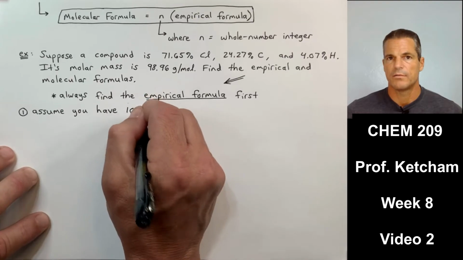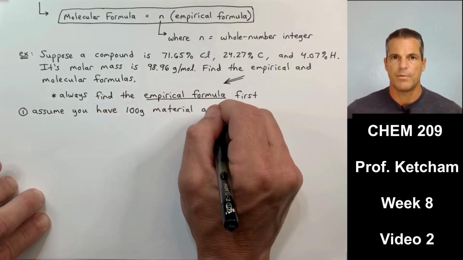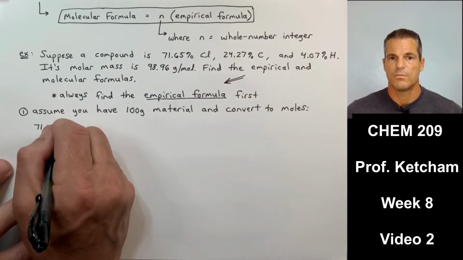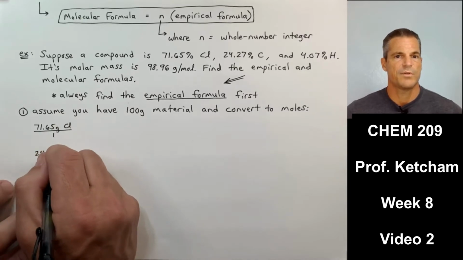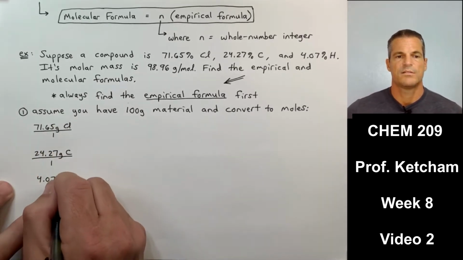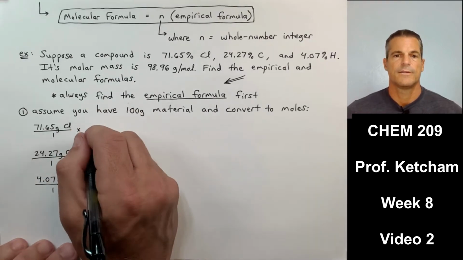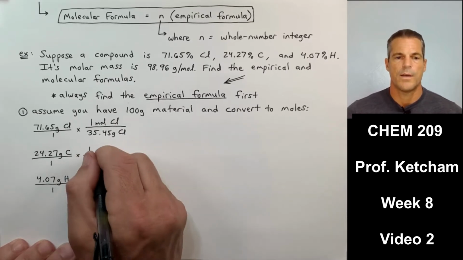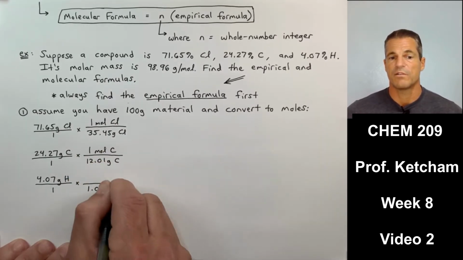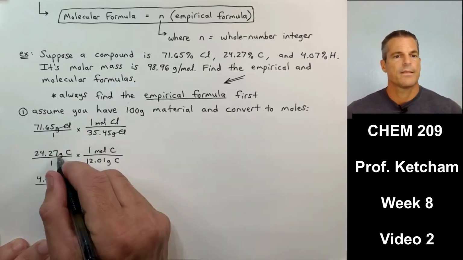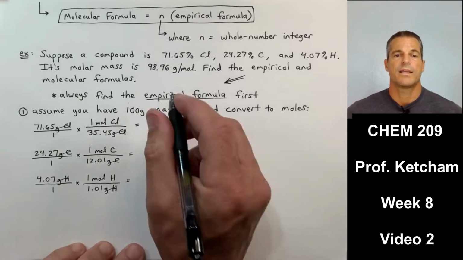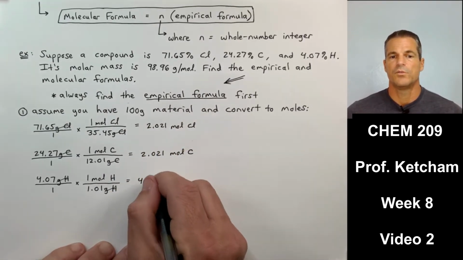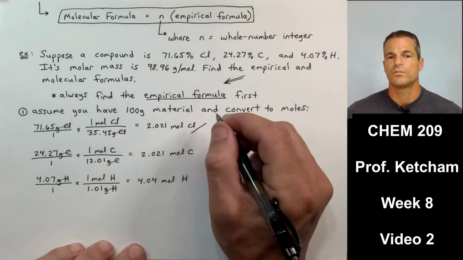So step 1 for finding the empirical formula: assume you have 100 grams of the material and convert to moles. So if I have 100 grams, 71.65% Cl is 71.65 grams of Cl. 24.27% carbon is 24.27 grams of carbon, and so on and so forth, with the hydrogen down there being 4.07 grams. So I just line them all up, convert to moles, one step, boom. I get the following answers. 2.021 moles of Cl, 2.021 moles of C, 4.04 moles of H.